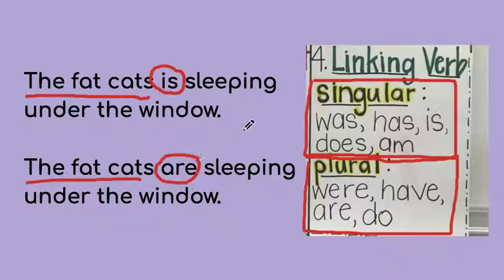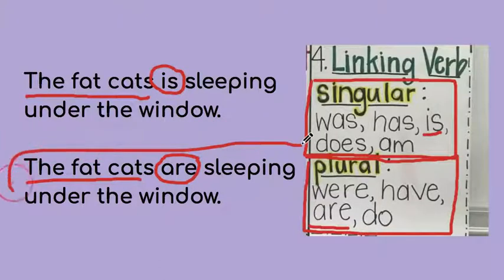Now we have to decide which one we're going to use. Which one do you see, singular or plural? If we're talking about the fat cats, that means we're talking about plural. So which one of these are we going to be using? I see is up here and are is down here. And since we're talking about something plural, are is the correct answer.